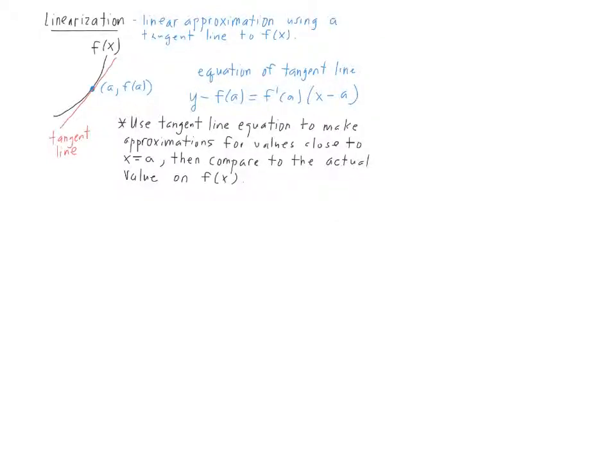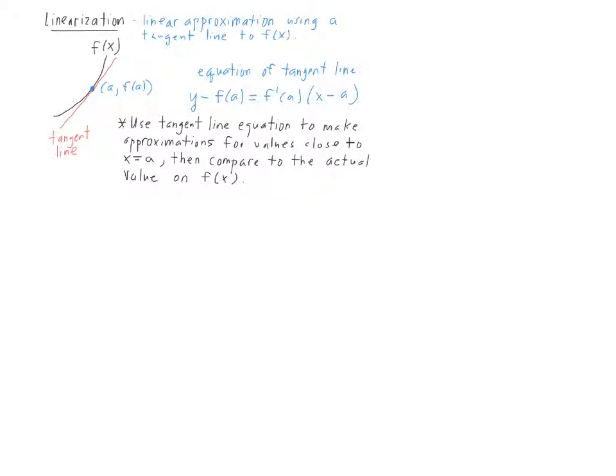Okay, in section 4.5 here, we're just looking at one video on this concept of linearization. This deals with linear approximations using a tangent line to our function. So if we look at our picture here, we have a function f of x. We have a point of interest, which we're calling a comma f of a. F of a is just a y value, of course, on that function. And we have our tangent line going through that point of interest.